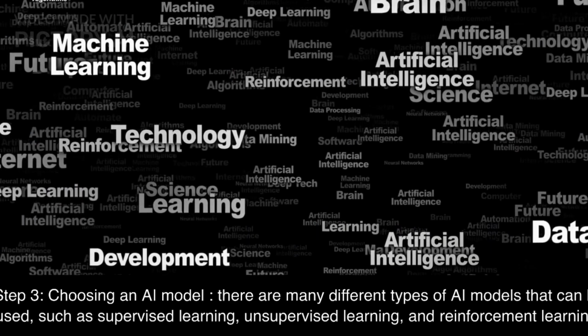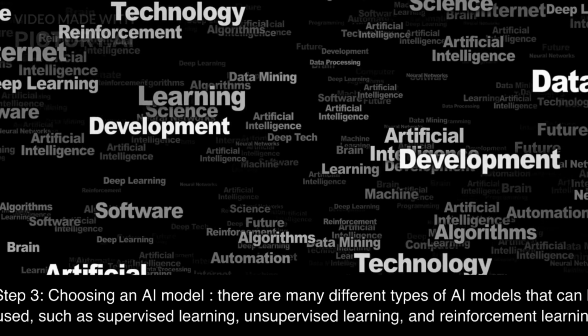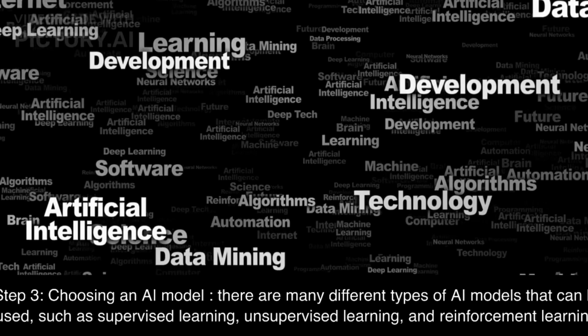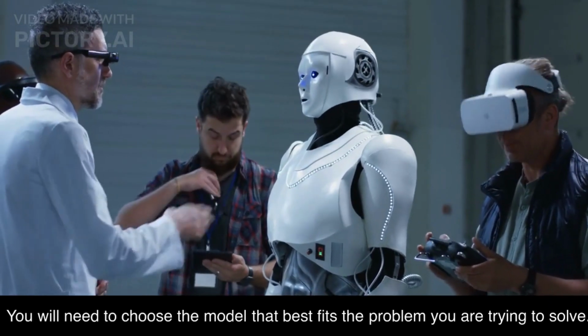Step 3. Choosing an AI model. There are many different types of AI models that can be used, such as supervised learning, unsupervised learning, and reinforcement learning. You will need to choose the model that best fits the problem you are trying to solve.